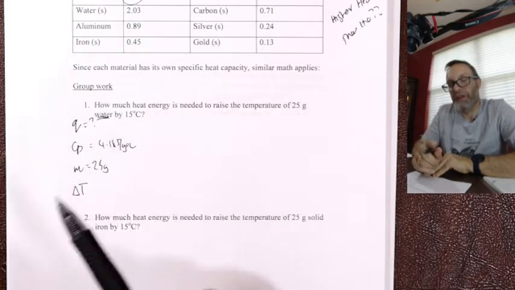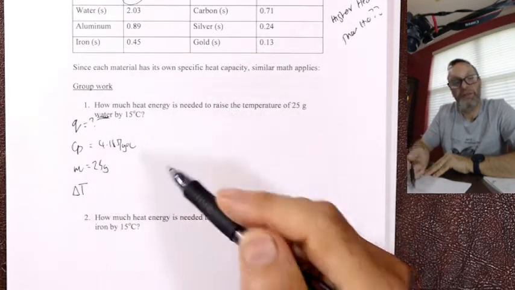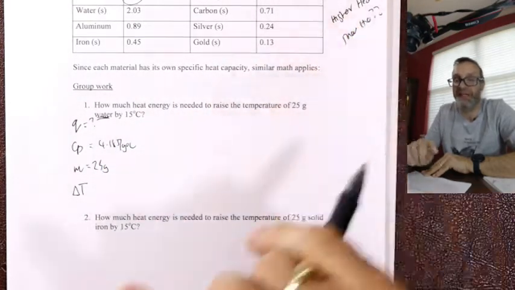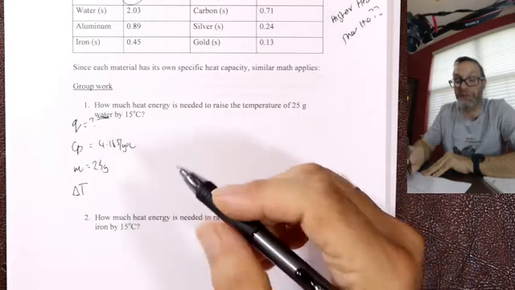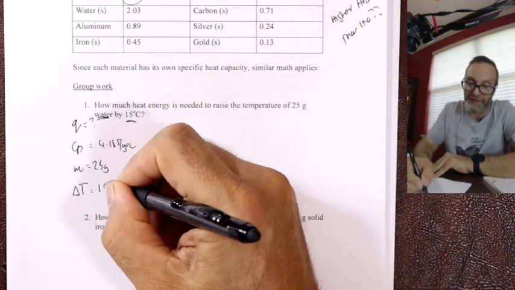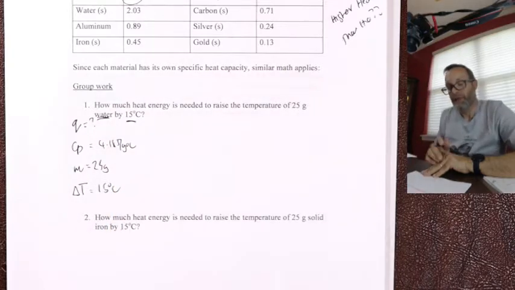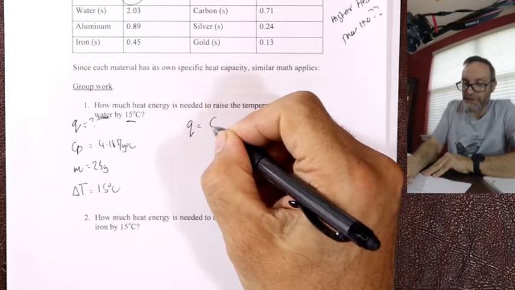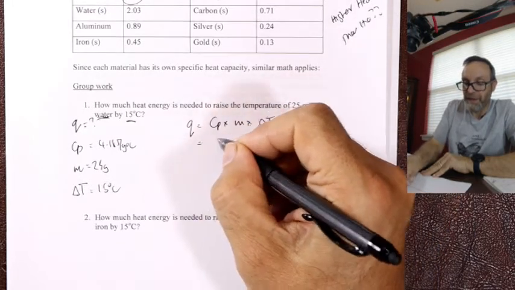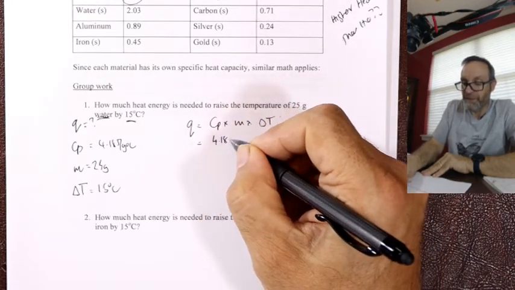Now that's interesting. It says raise it by 15. It might have gone 0 to 15, 15 to 30, 30 to 45. We don't know where it started and where it finishes. They'll tell us that in other questions maybe, right? But we just know the change. They just said right off the bat, it changed by 15. So that makes our life a little easier. Okay, so real simple. Q equals Cp times m times delta T. Leave the units in.